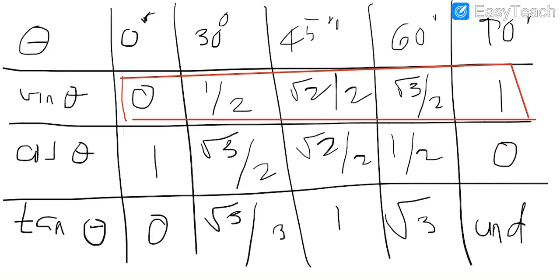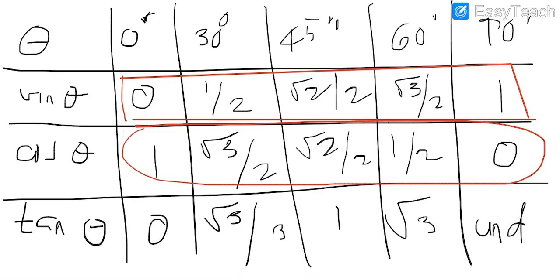Here, for cosine, alright, look at this. It's opposite to the sine, no? As our angle gets bigger, the corresponding ratio for the cosine gets smaller, no? That's 1 down to 0.